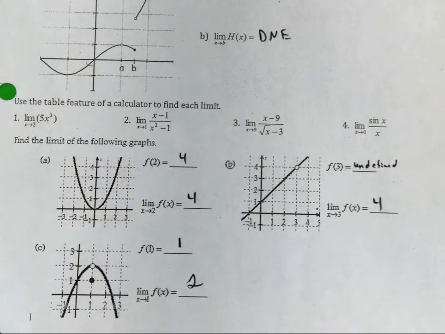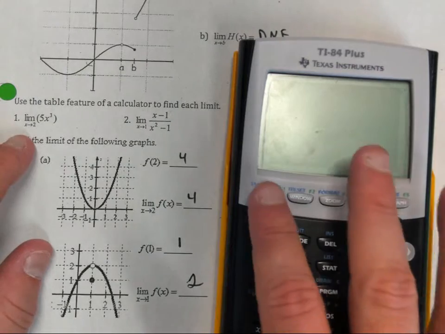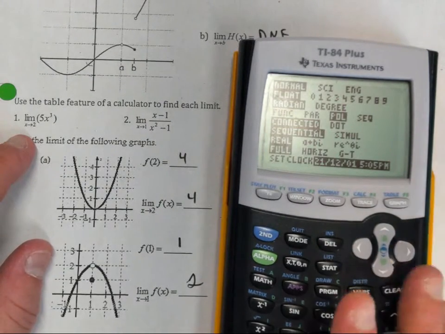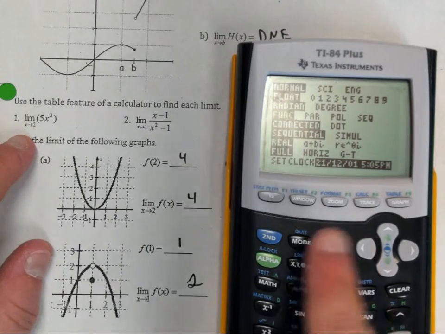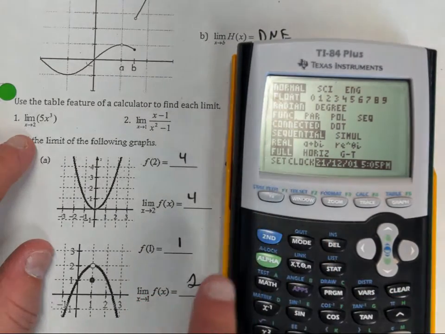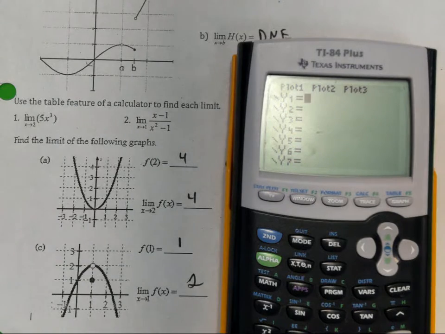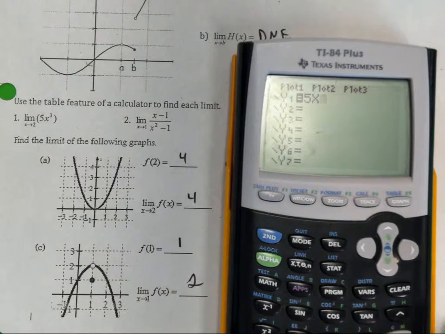So it says use the table feature of your calculator. All right, so here we go. Make sure that your calculator is in the right mode. Make sure it is in function, not polar. Go to mode. Make sure FUNC is flashing. Now, I'm going to tell you, 5x cubed, does that mean any discontinuity in that? No, because that's going to be a perfect looking function. So let's type in 5x cubed.